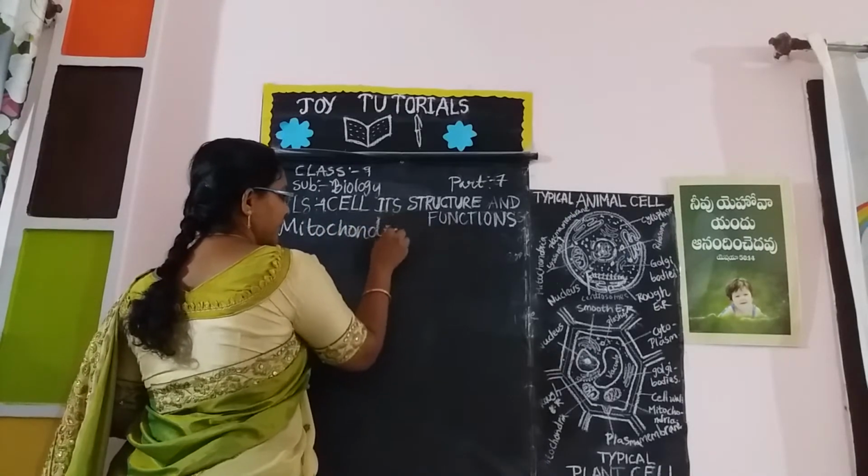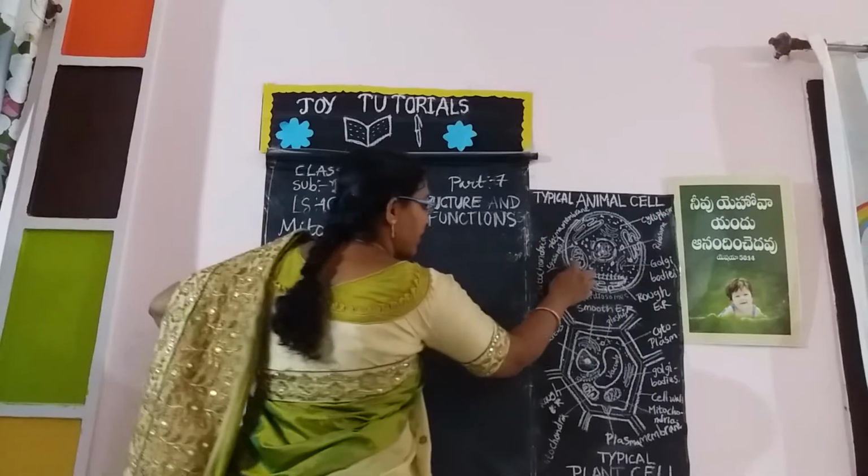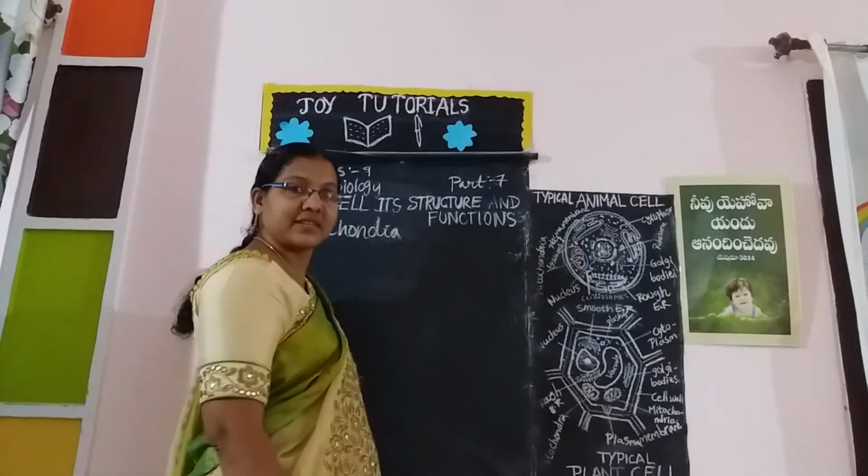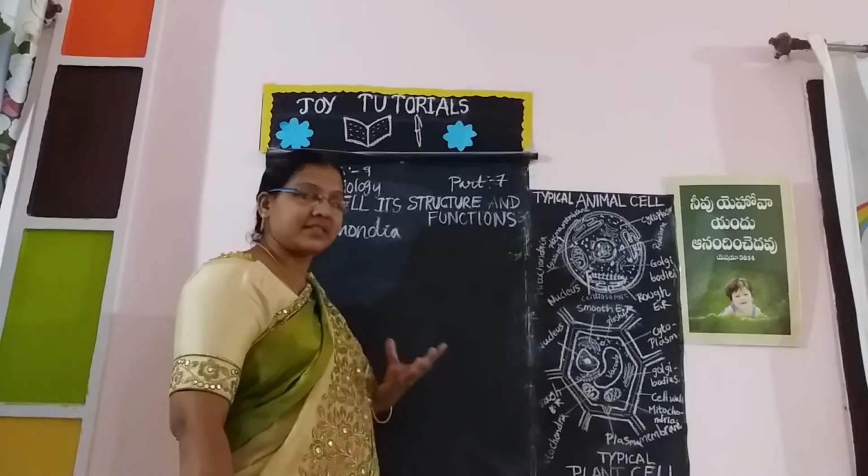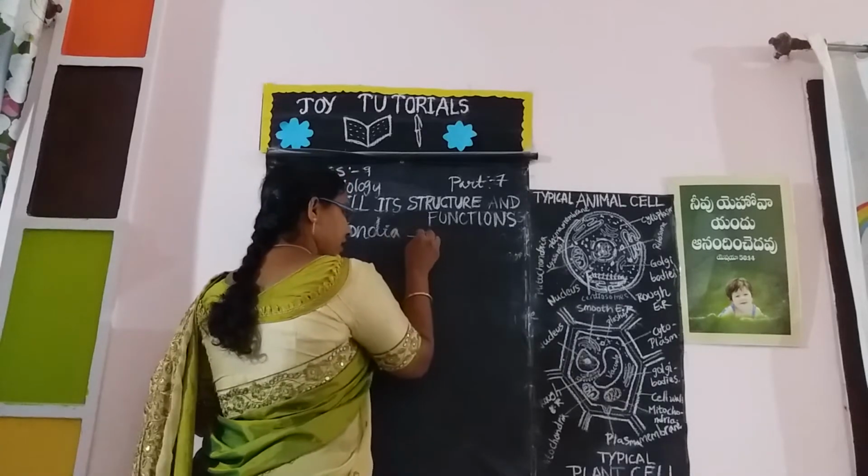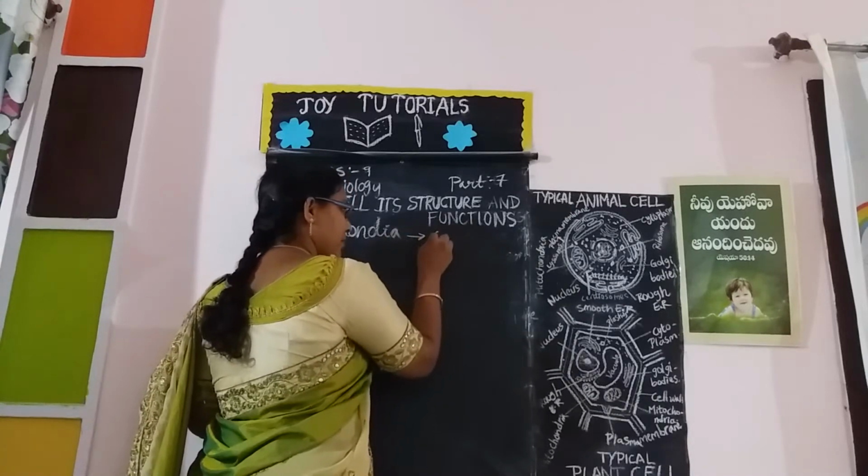Mitochondria. Okay, these mitochondria we will see in animal cells. These are the powerhouse of the cell. They release energy. This mitochondria was first observed by Albert von Kolliker.